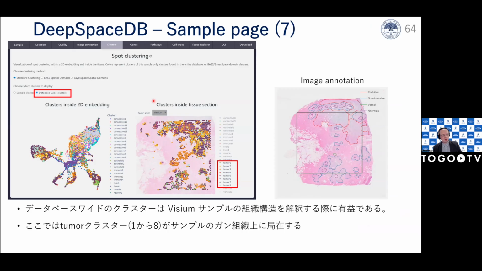And so in the database, if you select this part, you can see those global clusters, the database-wide clusters. So I'm showing them here. And here I'm showing only the ones that we annotated as tumor. And you can see that, again, this fits relatively well with the annotations by the expert. So I think those clusters can also help the user understand the content of each sample.